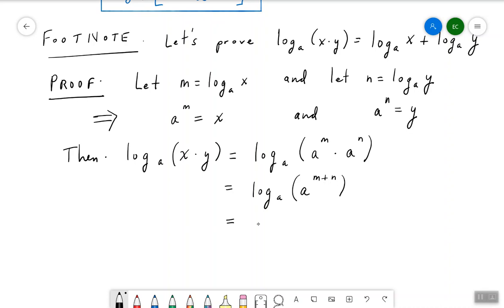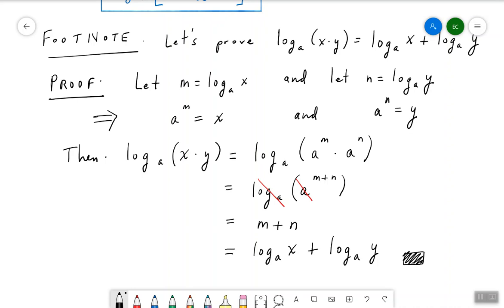M plus n. So we talked about this a little bit in a previous video, that the base a exponential and the log base a cancel each other because that's what opposites do, or that's what inverses do. And so we're just left with m plus n, and then we can substitute. Well, m is the log base a of x, and n is the log base a of y. And sure enough, that's exactly what we were trying to show.